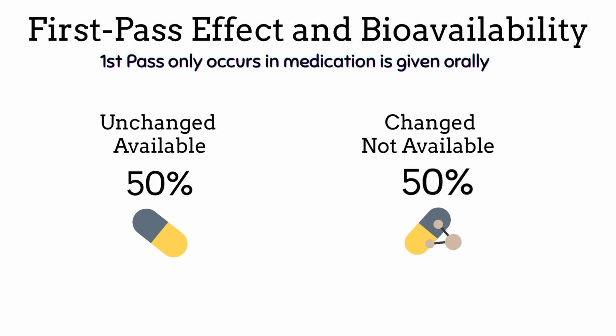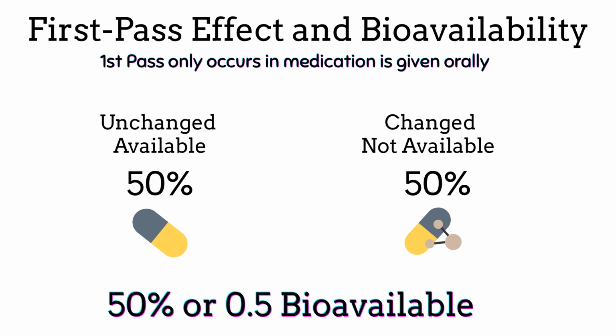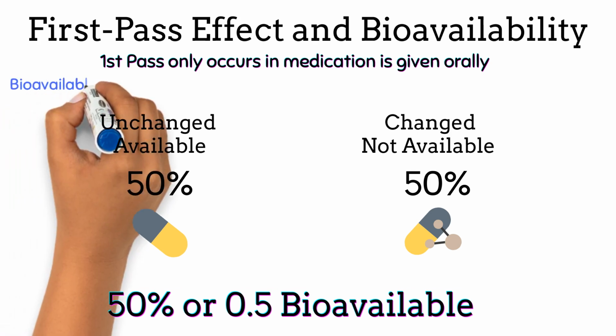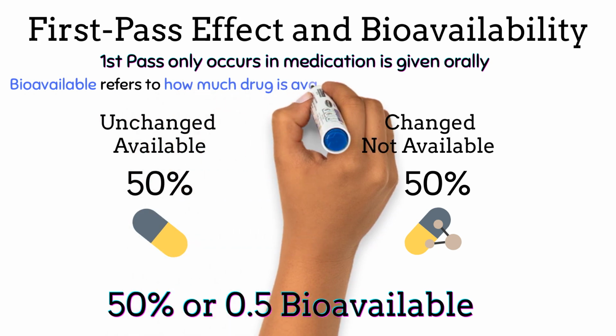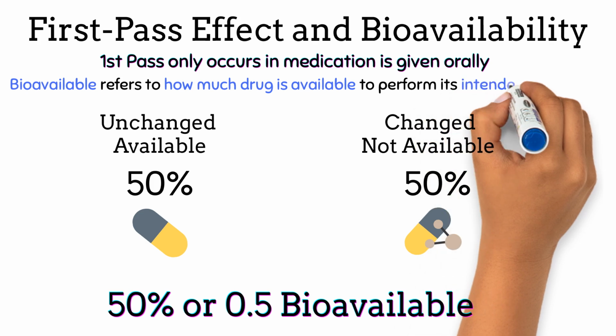The other 50%, since it's been facilitated by metabolism for excretion, will be eliminated from the body without producing a therapeutic effect. In this instance, the bioavailability of this drug is 50% or 0.5. So we can think of bioavailability as the amount of drug that is administered that after absorption and metabolism is available to produce a therapeutic effect.